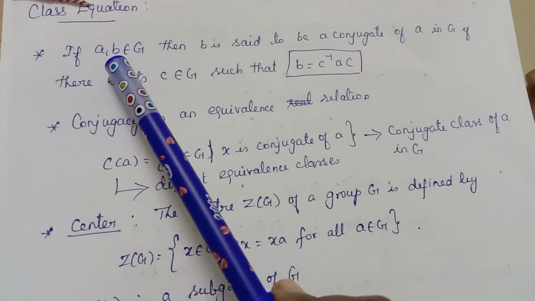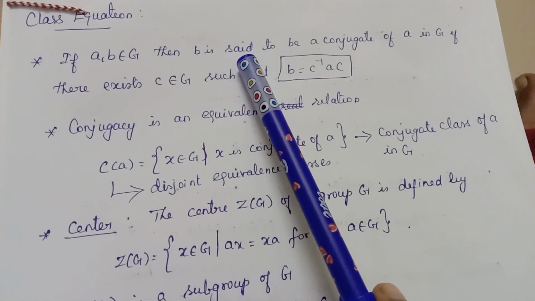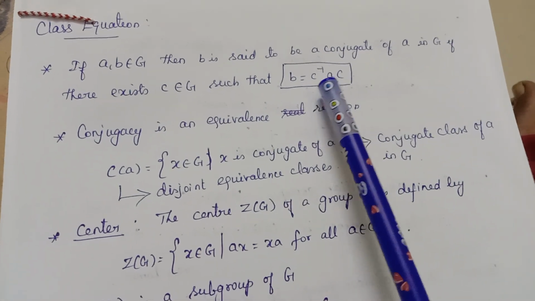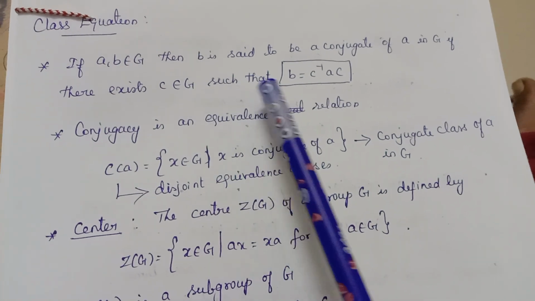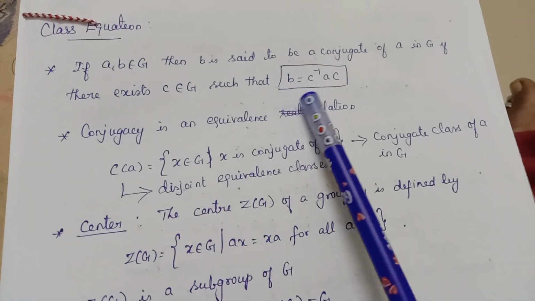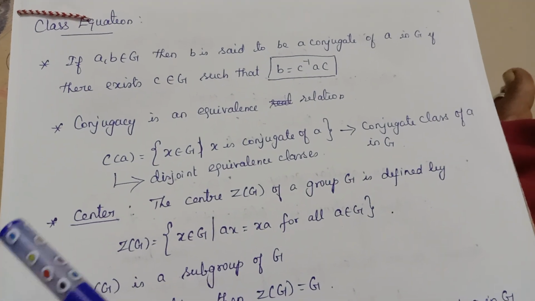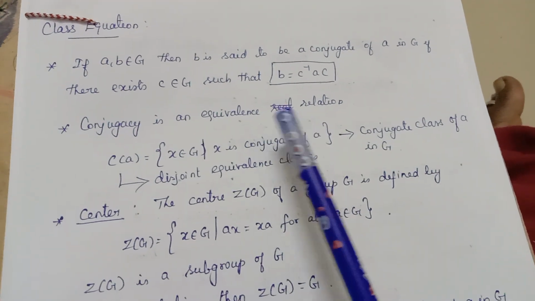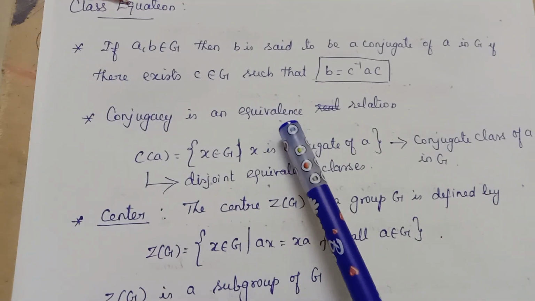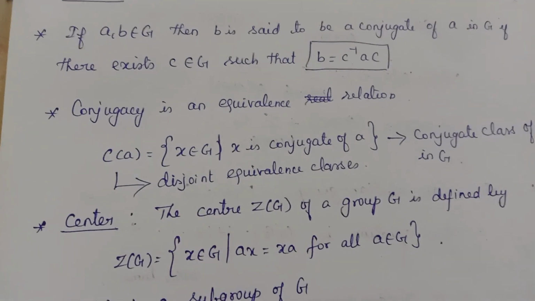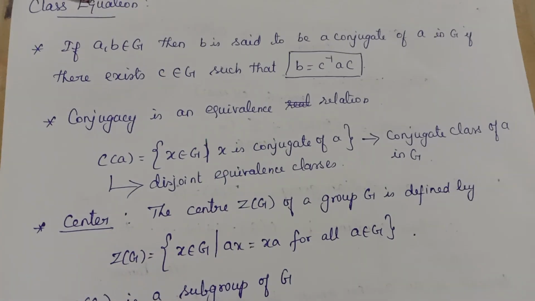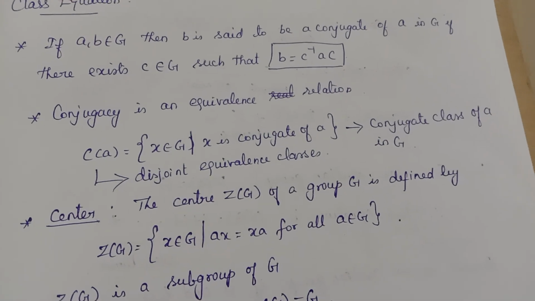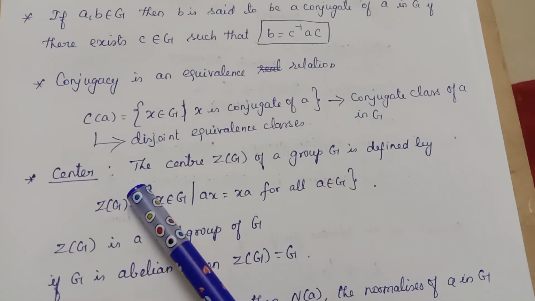If G is a group and A, B are any two elements, then B is said to be a conjugate of A if B can be written as C inverse AC, where C is an element of G. If B equals C inverse AC, then A and B are said to be conjugate to each other. This conjugacy is a relation defined on the group, and it is an equivalence relation. Equivalence relation means it is reflexive, symmetric and transitive. All three properties are satisfied by the conjugacy relation, so it forms an equivalence relation. Therefore it will form equivalence classes.